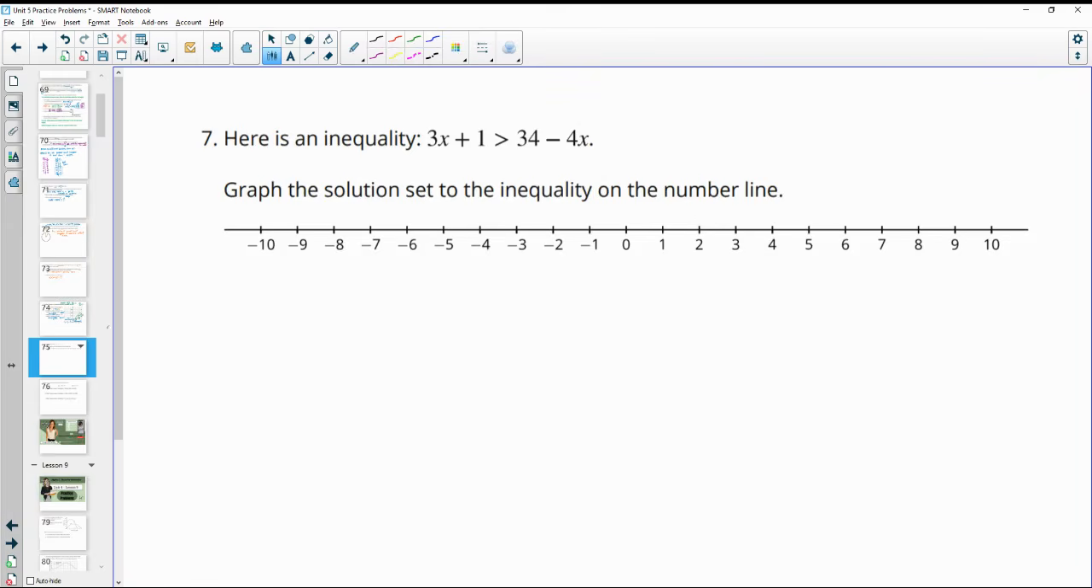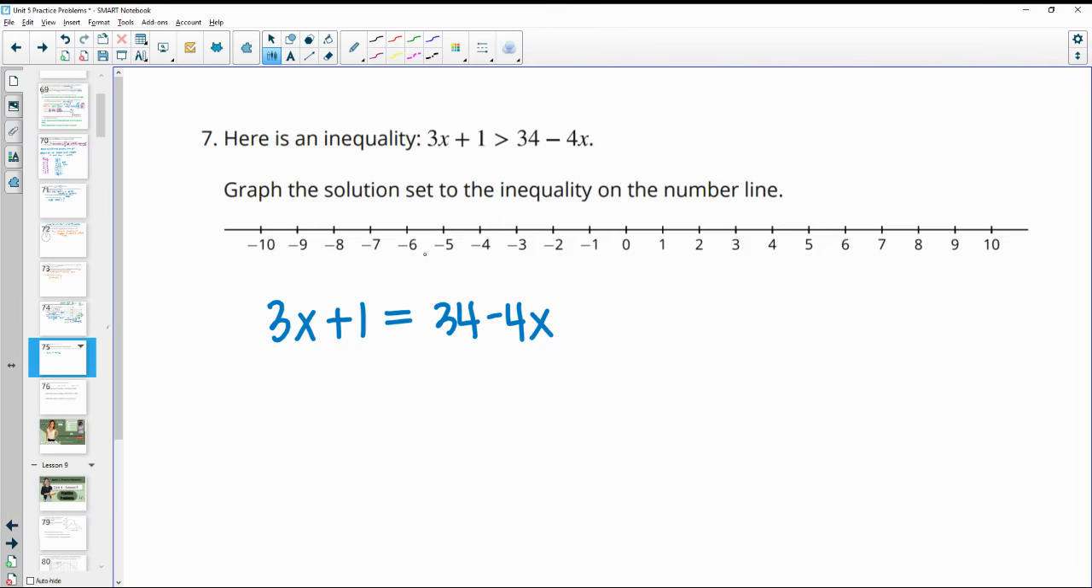Number 7, here's an inequality: 3x plus 1 is greater than 34 minus 4x. Graph the solution set. So we're going to need to solve this for x first. And you can do this a couple different ways. You can turn this into an equal sign and solve for the equality, and then plug in values to figure out where your shading goes.